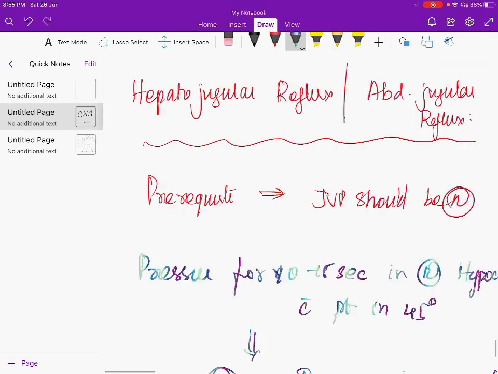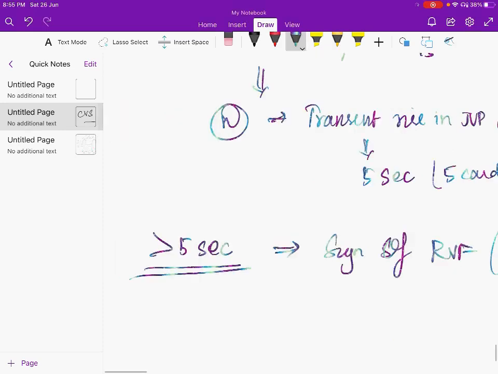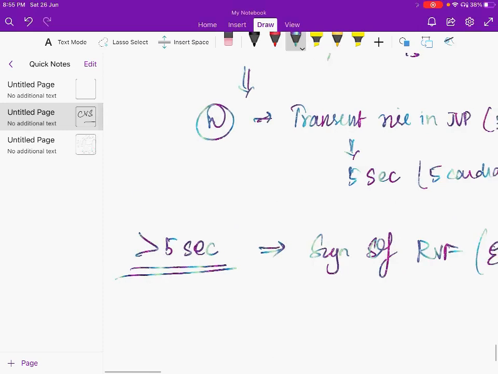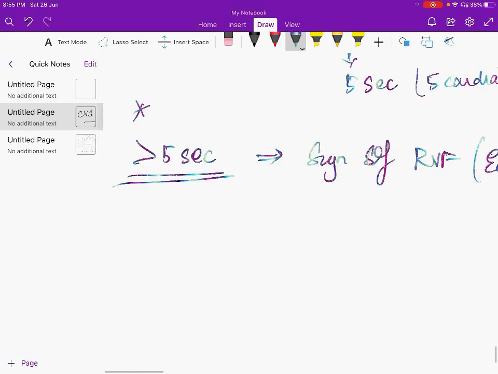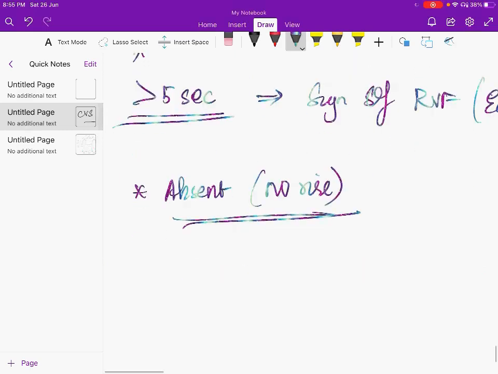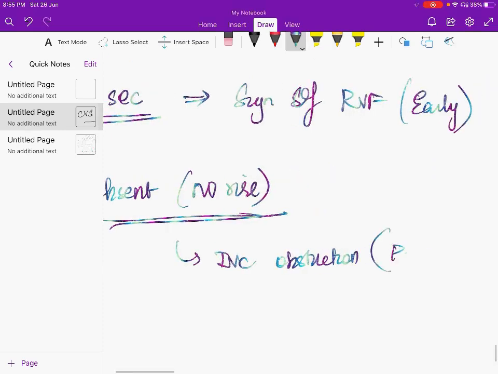There will be no rise. There will be an absent hepatojugular reflex, or there is no rise. When it is seen, it is your IVC obstruction. One cause of IVC obstruction is Budd-Chiari syndrome.